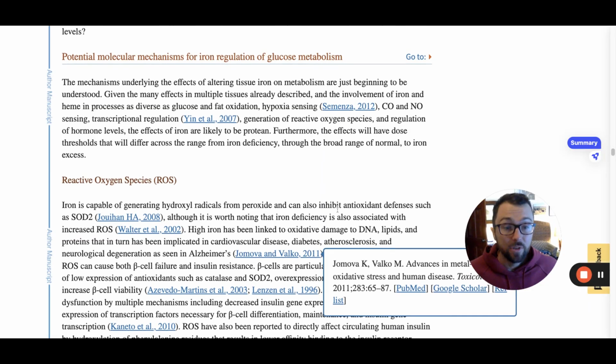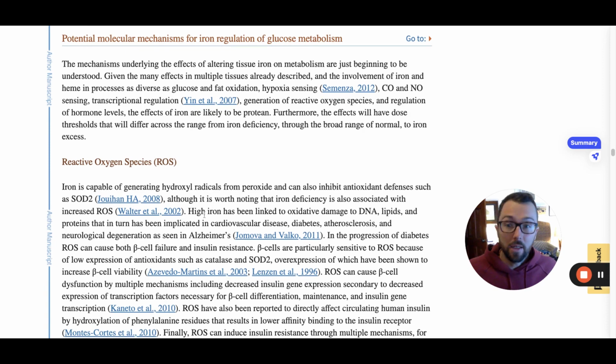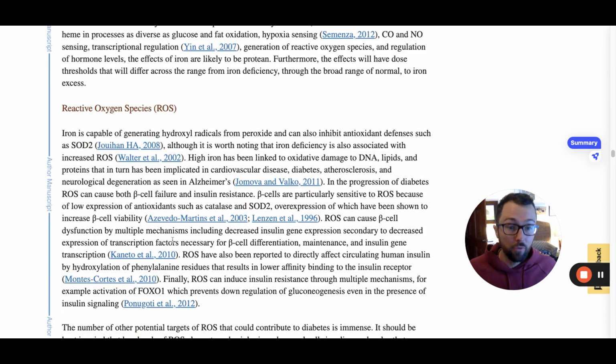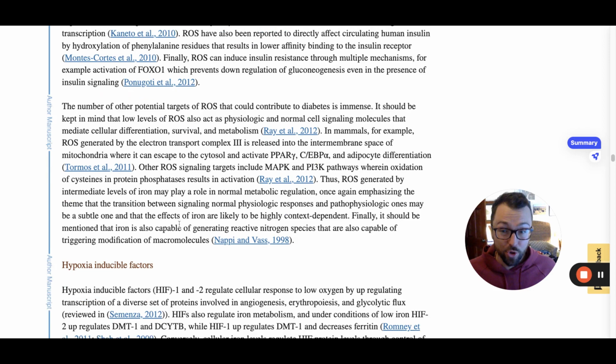And this paper goes into even more detail after the fact, talking about the exact cellular mechanisms of how iron influences glucose metabolism. It talks about the Fenton reaction and the creation of reactive oxygen species, the basic currency of inflammation in the body, and how iron is a major source of that.